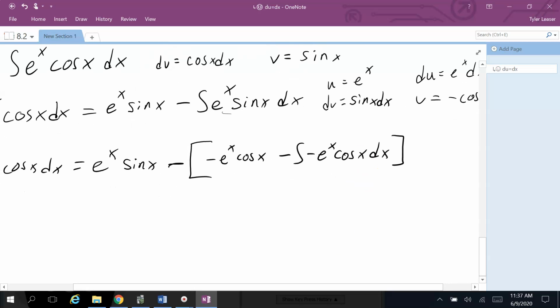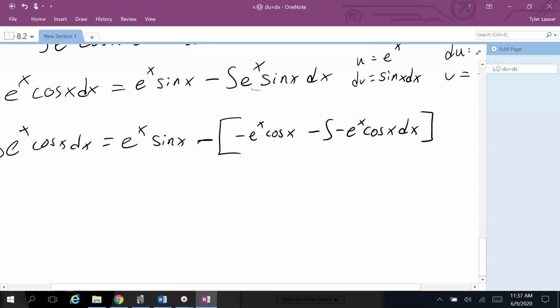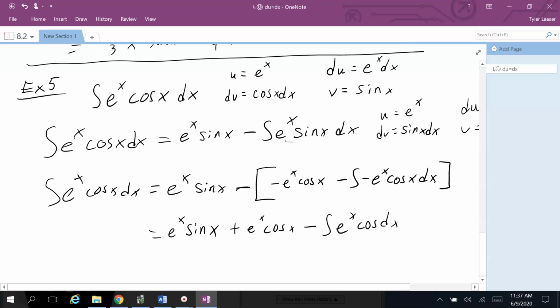All right, I have a ton of negative signs here, which I don't really like, so I'm going to fix that. Copying down this, I have an e to the x sine x. Distributing this minus sign, I have a double negative, so plus e to the x cosine x. I actually have a triple negative here, so this negative onto these two negatives is going to be negative the integral of e to the x cosine x dx. All right, and now we're back where we started.